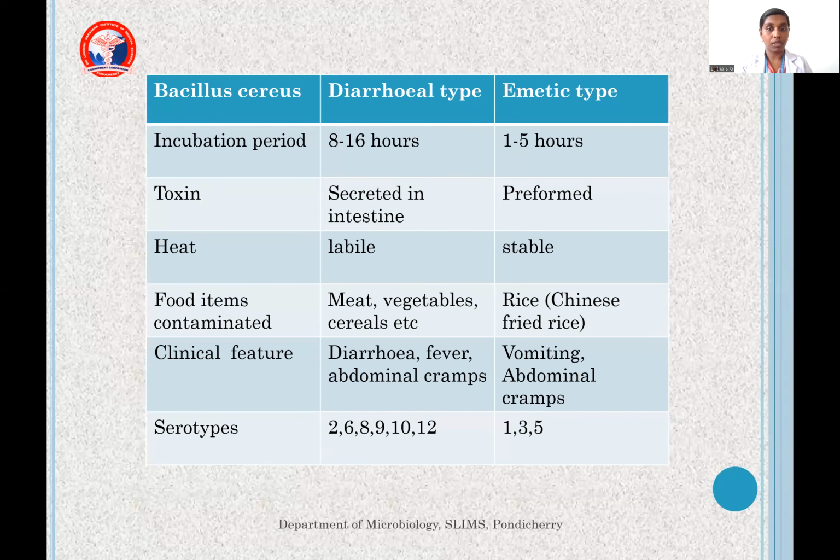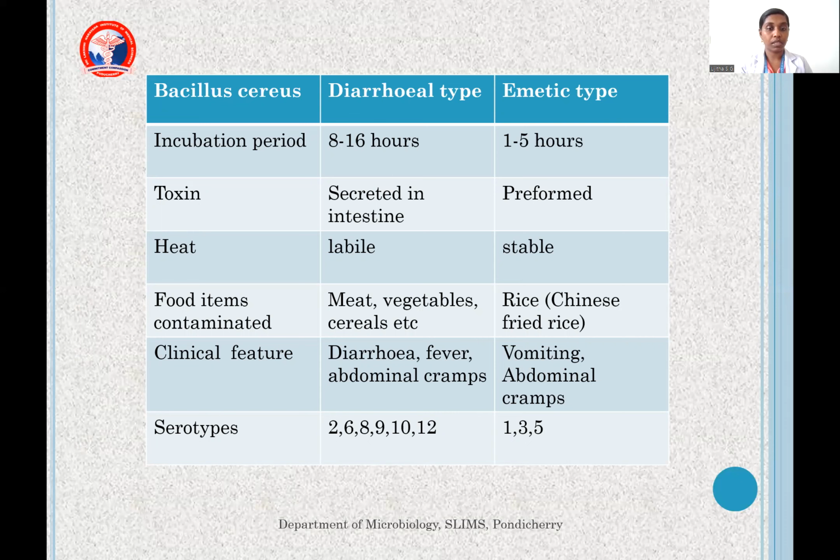Why? This is because of the preformed toxin that is formed in the food itself. In the emetic type, the toxin is present in the food that we take, so the illness will manifest earlier. The incubation period is 1 to 5 hours only. But for the diarrheal type, the toxin is not present in the food, but it is produced and secreted in the intestine. So it will take more time. The emetic type toxin is heat stable, while the diarrheal type is heat labile.